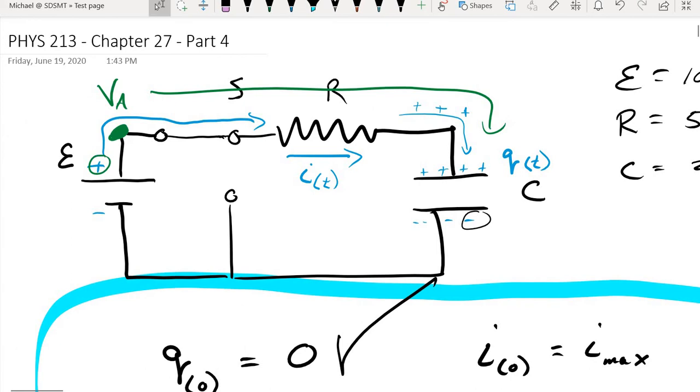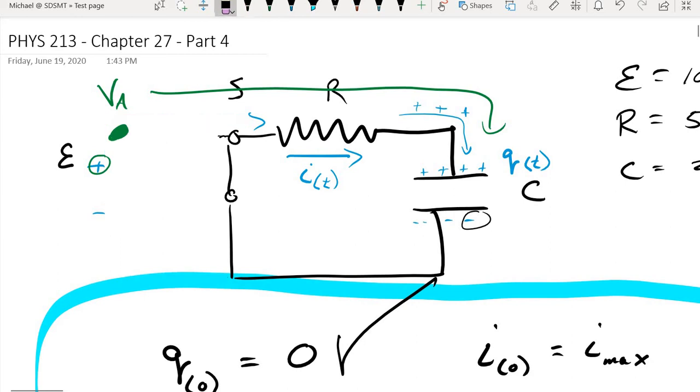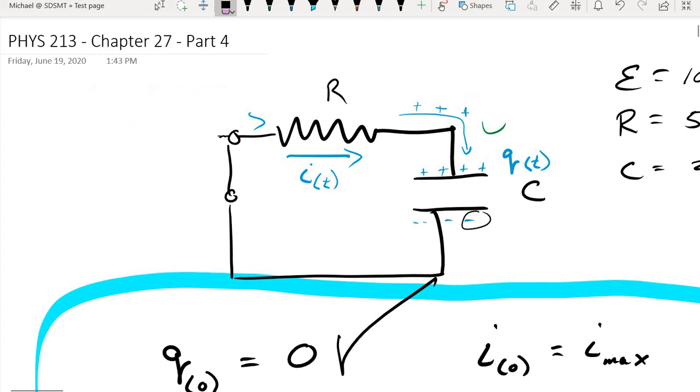And that means we are to the point where we now get to flip the switch. We're going to flip the switch down. In doing so, we have disconnected the battery from the circuit. Because the battery is no longer part of any closed loop, it may as well not even be in the diagram. The only thing that we have left now in our picture is the resistor and the capacitor.